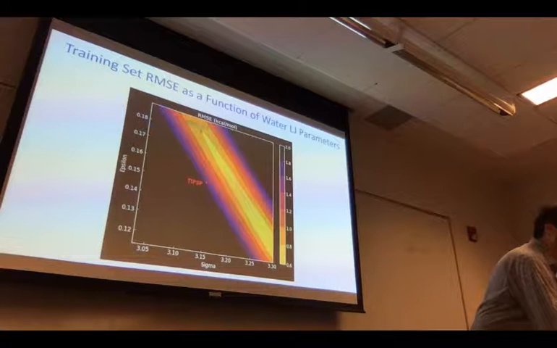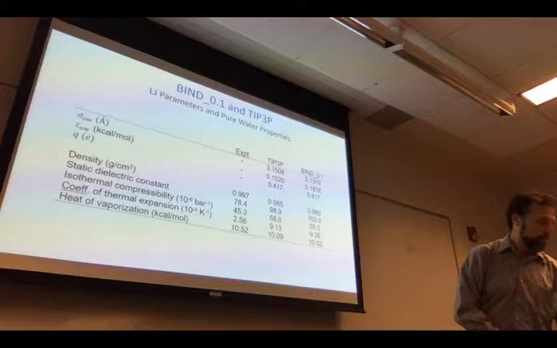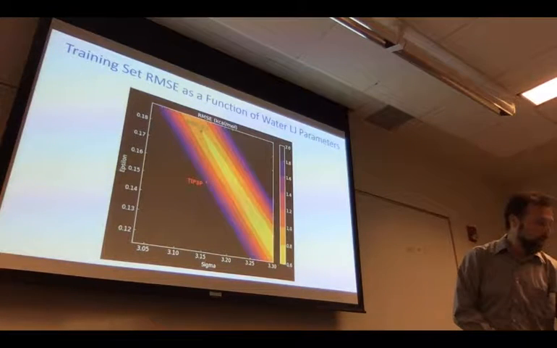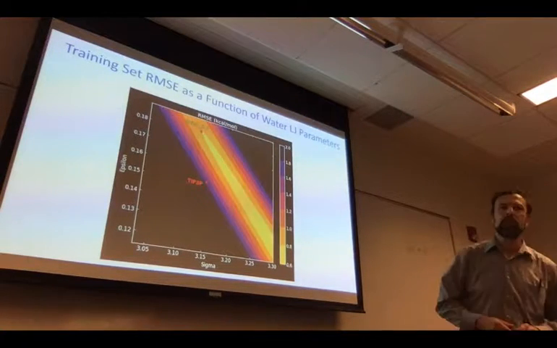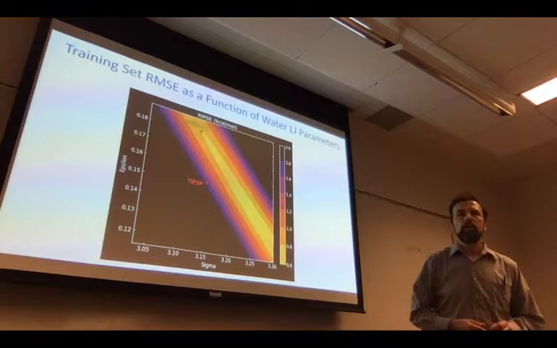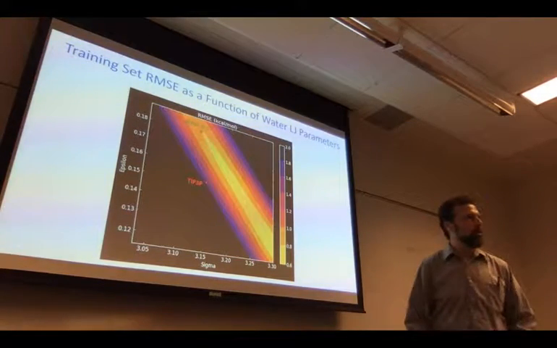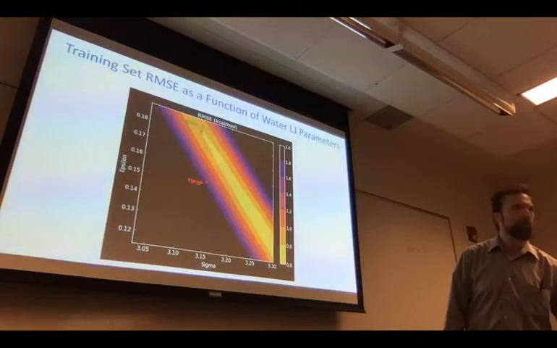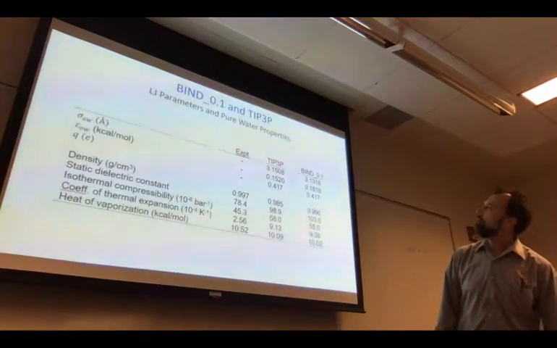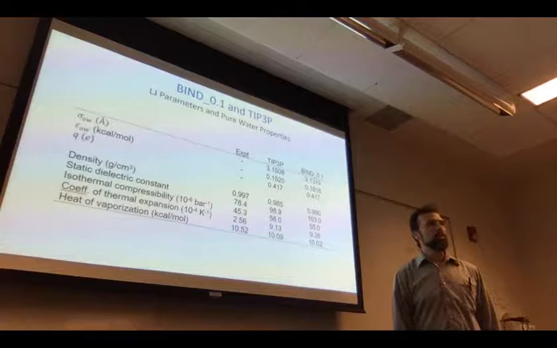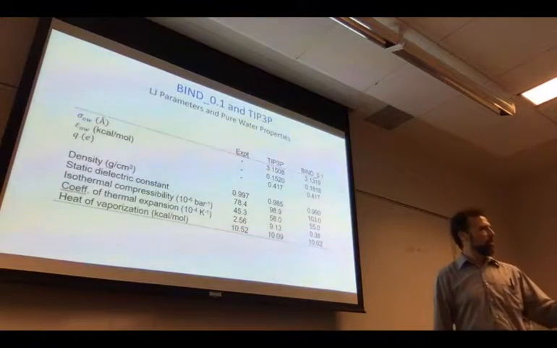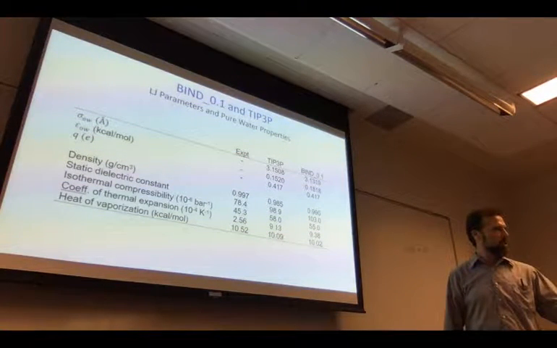Wait, why is it at the edge of the basin instead of in the middle? Oh, because if you go into the middle, you wreck the pure water properties. Oh, I see. So this is just looking at the RMSE for the binding. Yes. I think it could have been merged with the pure water derivatives, but we didn't do that. So basically, by using that information and going back and forth with pure water simulations, she came up with slightly modified parameters.